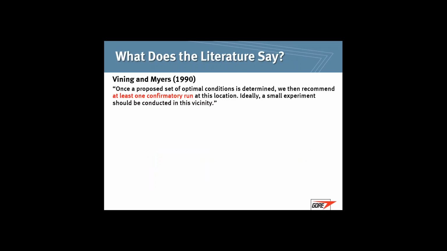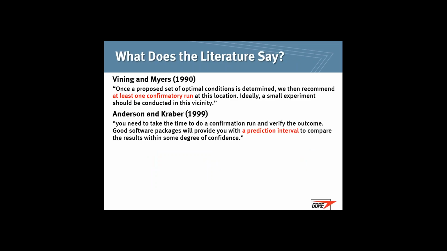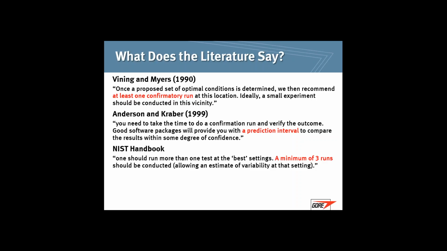So when it comes to confirmation, what does the literature say? In doing this review of the literature, Vining and Myers, in a paper, suggested that you should do at least one confirmation run. They talk a little bit about doing a small experiment in the vicinity of that optimum. Anderson and Kraber, in another paper, talk about using a prediction interval to compare the confirmation run. Notice confirmation run is singular in that case. The NIST handbook, a handbook of statistical methods that is freely available on the web, talks about taking a minimum of 3 runs to be able to estimate the variability. They don't really describe why 3 or what you would do with the 3 after you calculate them.